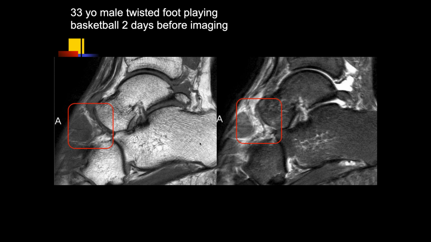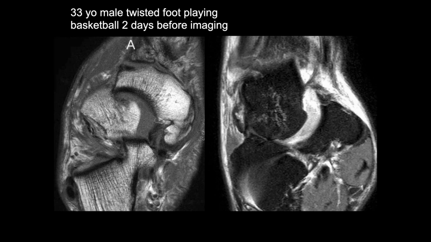Could be a Chopart injury. Where's the navicular? Yeah, I don't see it. It's out in space someplace. Here are the axial images. Wow. So complete dislocation of the navicular, and it looks like it's pointing inward. There's quite a bit of angulation too. And you can see why you can't relocate this. The bones are really locked together here.